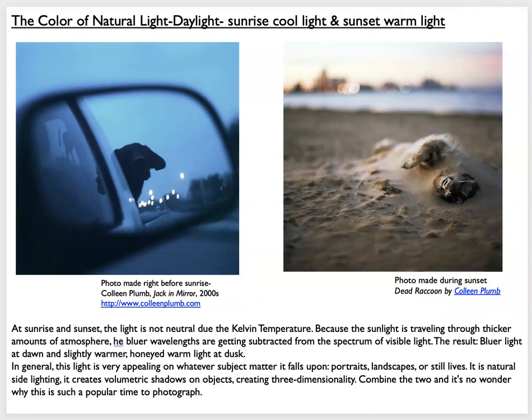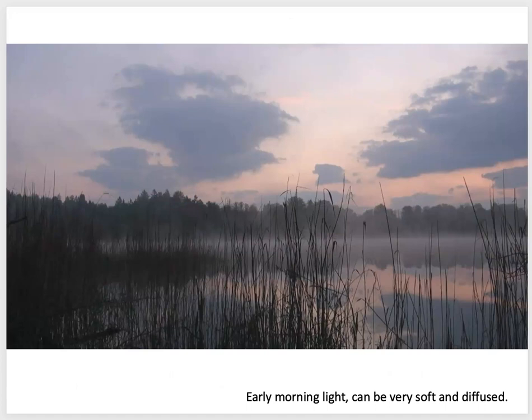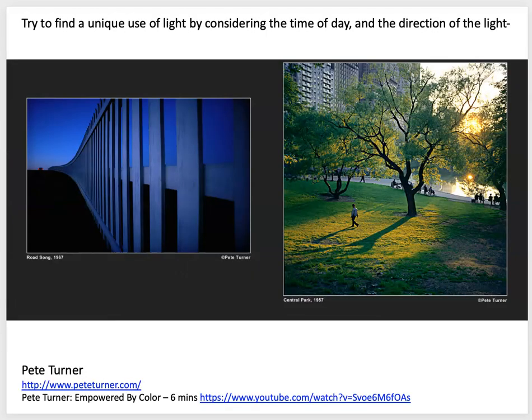This is the work of Colleen Plumb. She has a bunch of different projects, and you can check out her work as well. Another example of that kind of softer, more diffused morning light. If the sun is coming up behind you, the sun isn't going to be in your photo, so you're going to get really pretty colors in the sky. Pete Turner is another really good example of someone to look to for inspiration for really using that concept of color that was mentioned in the composition lecture, and also time of day and quality of light.